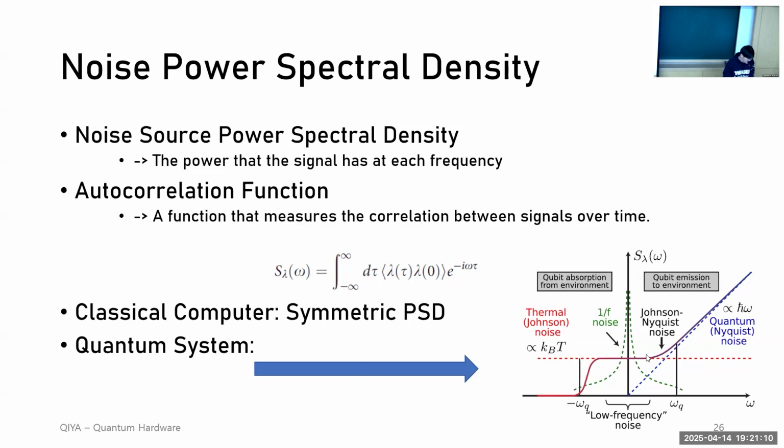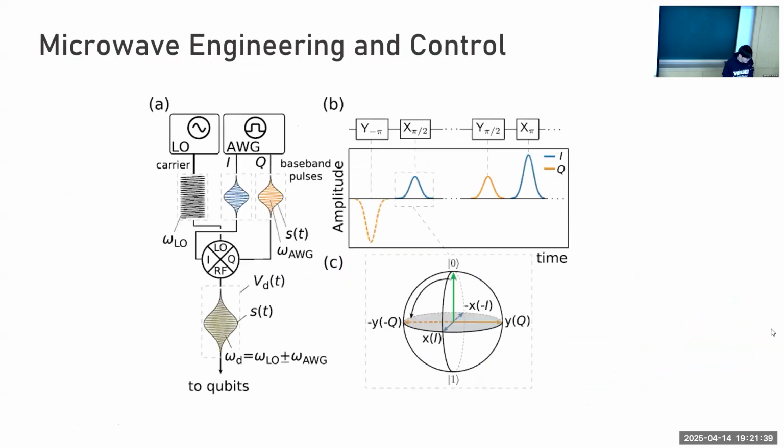We can find this asymmetric property in the quantum computer, because we should have some symmetry in the classical computer by this function, but we can see this function is not symmetric, but we have Johnson-Nyquist noise, so it can just go up in this graph.